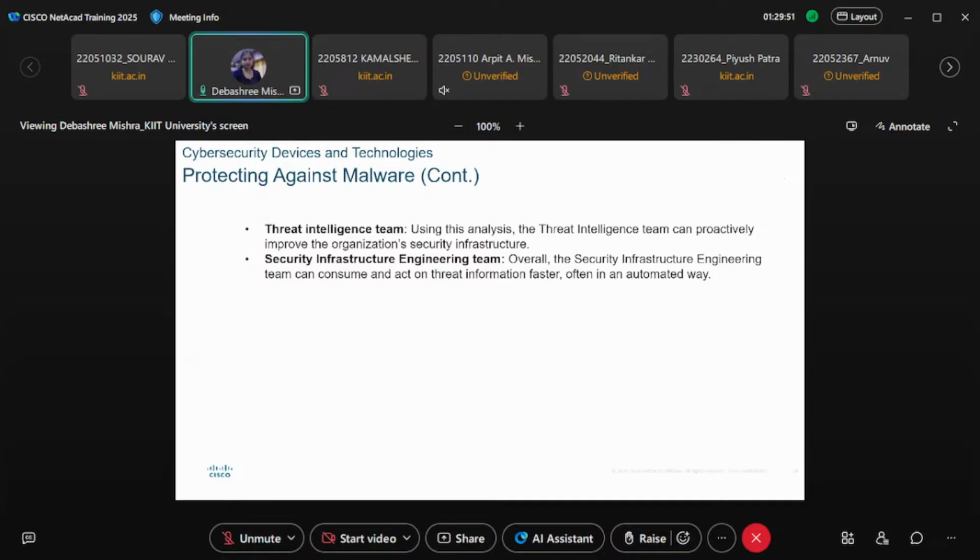And next comes your security infrastructure engineering team. We can say the overall security is taken care of by this particular team, the secure infrastructure team, which acts on the threat information as soon as possible. Sometimes they also use automated ways to detect threats and take whatever action is needed, which can be done by automated systems, or we can say automated software.